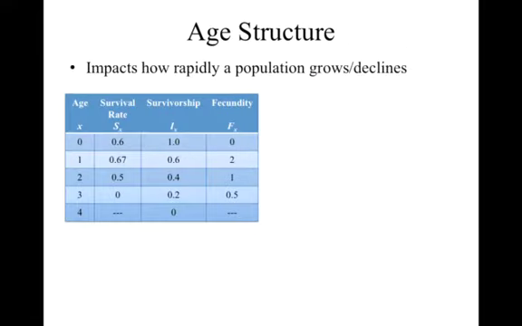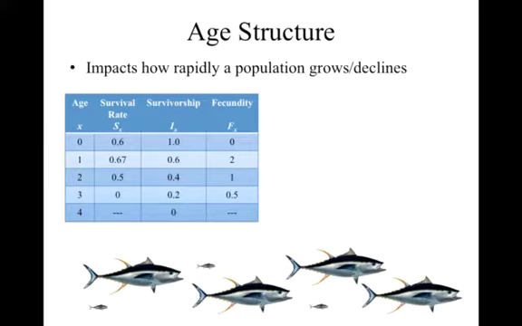All right, great. We can talk about age structure. We can draw graphs that show how many more young organisms we have, how many more young fish we have than old fish, but what does that matter? Well, age structure is really important from the perspective of population dynamics because age structure determines how rapidly a population grows or declines. And I'll show you that by considering two examples.